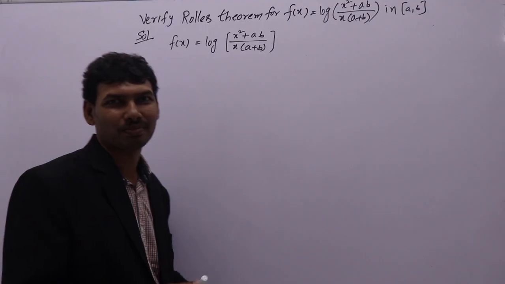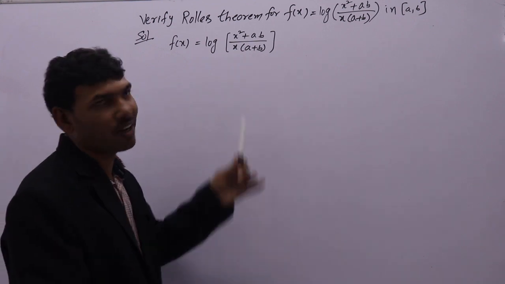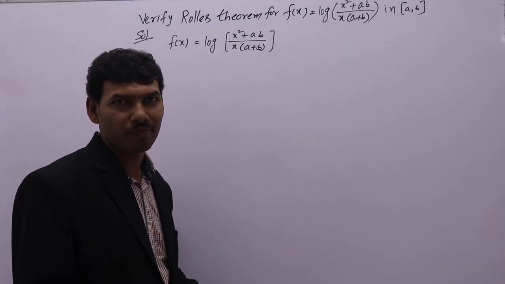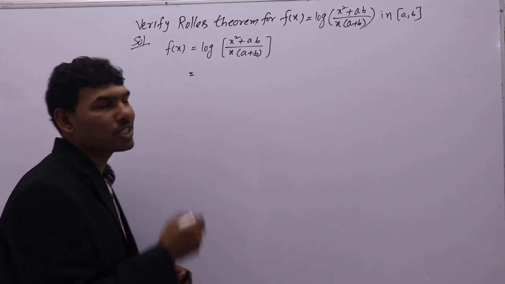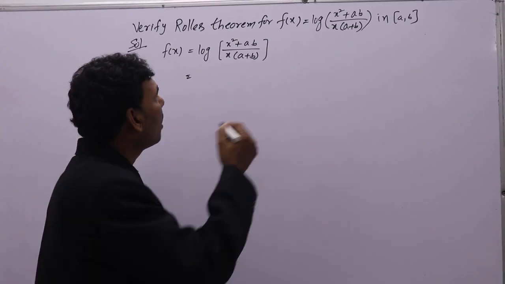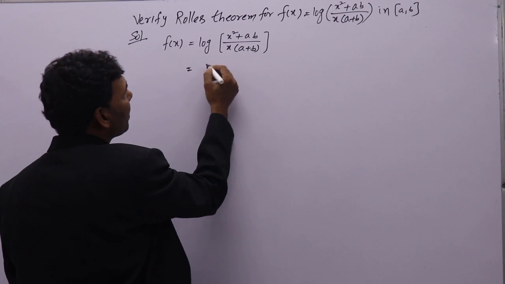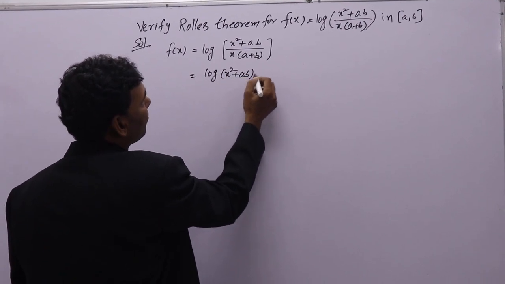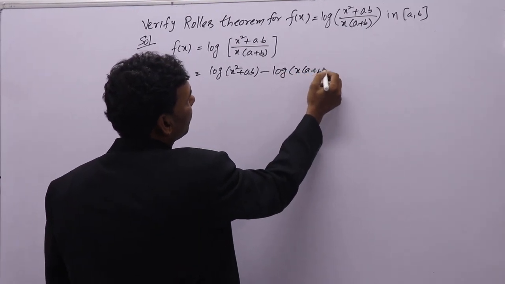Rolle's theorem is verified. So next problem: verify Rolle's theorem for f of x equal to log of (x square plus ab) by (x into (a plus b)). First, I am rearranging the given function like this by using the logarithmic rule. You know, log a by b is log a minus log b. So log (x square plus ab) minus log (x into (a plus b)).